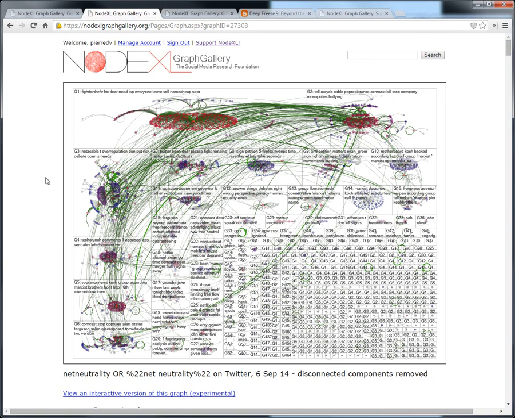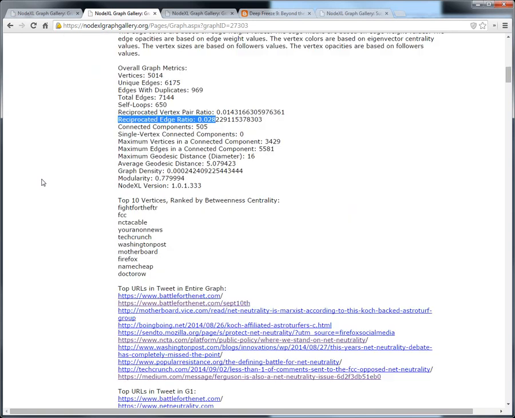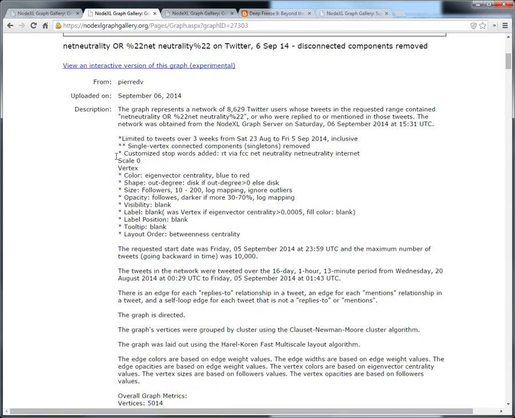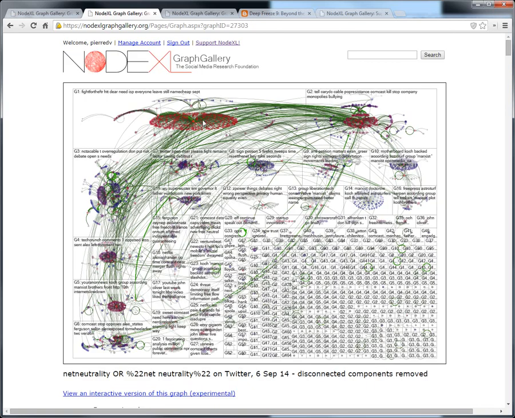Now the question is, is there a conversation here? If we scroll down and look at the statistics, we'll see that the reciprocated edge ratio is only 2.8%. In other words, only 2.8% of these links between nodes go both ways. So for example, Alice mentions Bob and Bob mentions Alice.